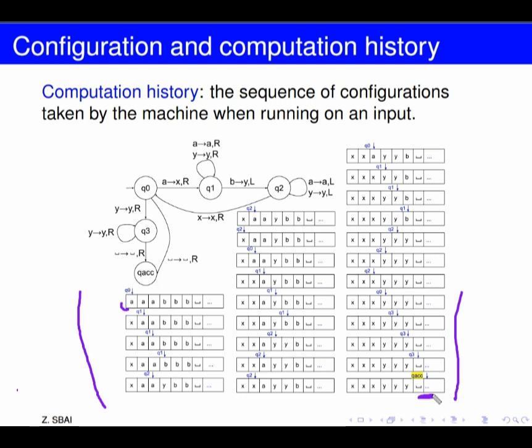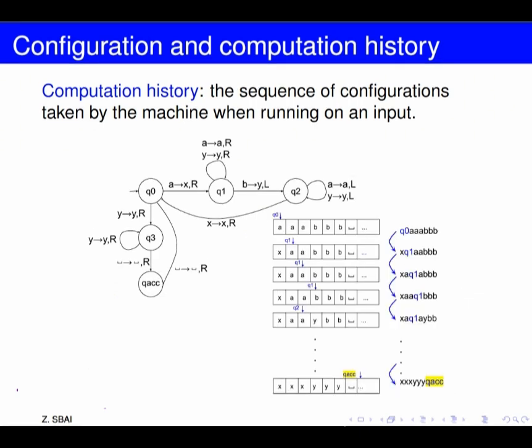The set of all of these configurations defines a computation history. A computation history is the sequence of all configurations taken by the machine when running on a specific input. Okay? We may write this computation history simply by showing at any time the list of input with the state in which the machine is actually, and we will put this state just on the left of the symbol pointed by the tape head.